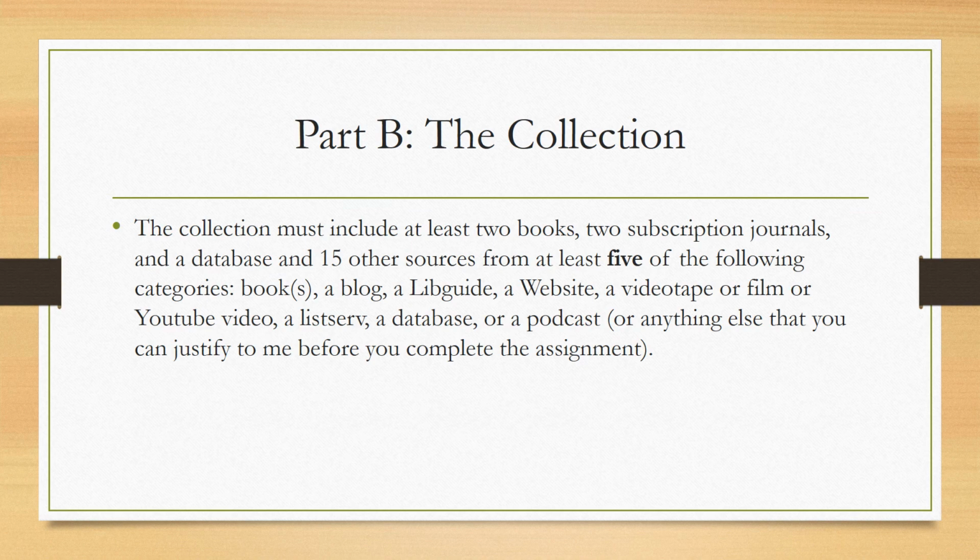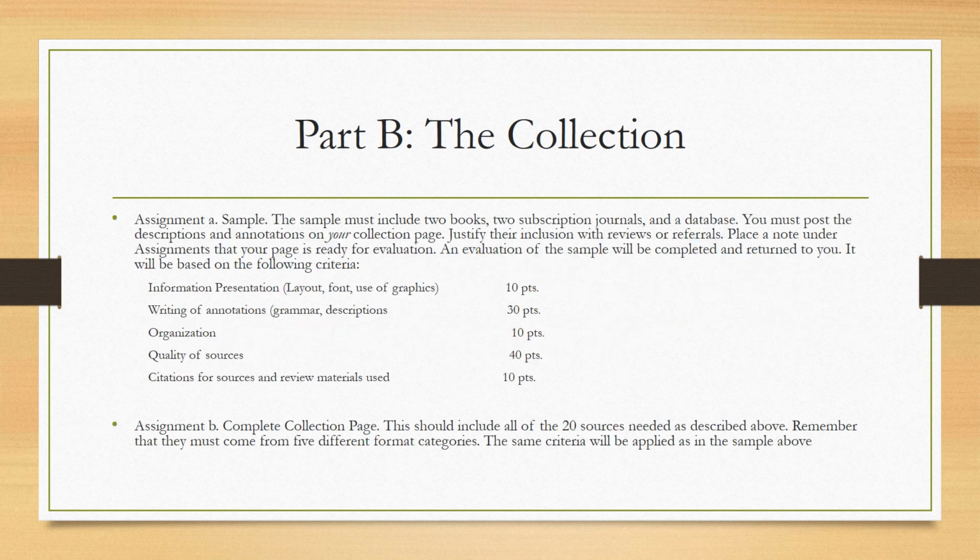The collection must include at least 2 books, 2 subscription journals, the journal, not a particular article, a database, and 15 other sources from all of these different kinds of things: YouTube videos, listservs, database, podcasts, websites, other LibGuides. Here's how I'm going to score it.